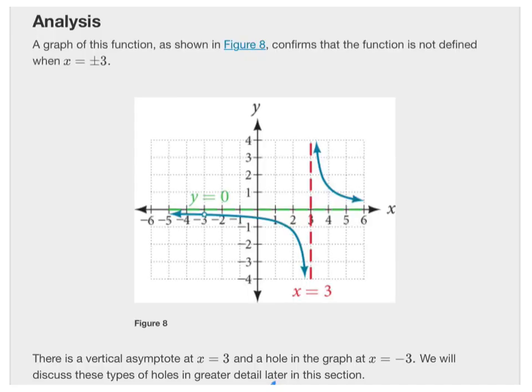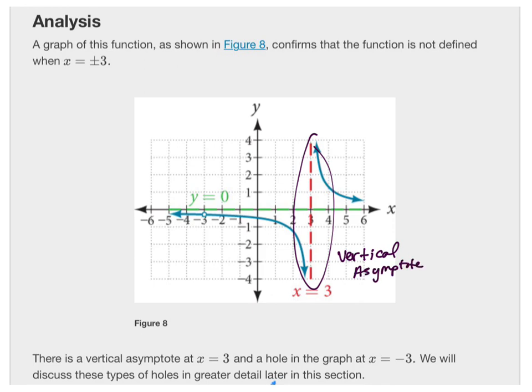I'm going to put up a picture here. This is example 4. This is the picture of the problem we just solved. And we said the domain is everything except x equals 3 and x equals negative 3. Notice that at x equals 3, we have a this. What is a this called? A vertical asymptote. This is a vertical asymptote.